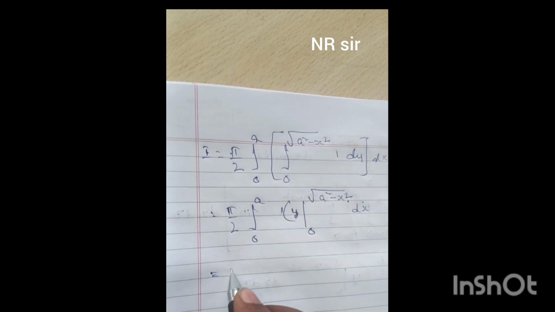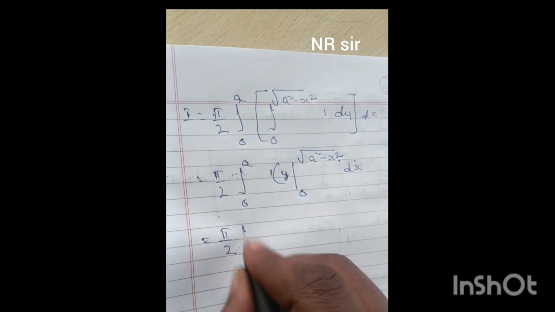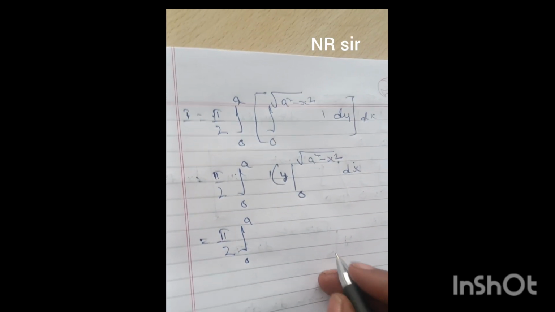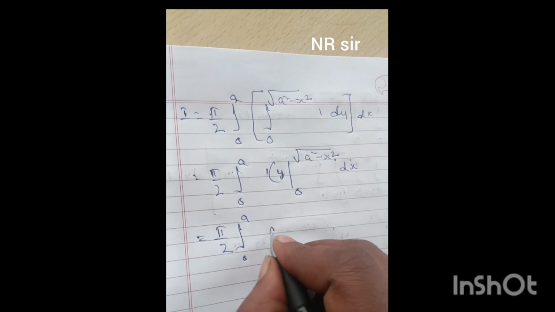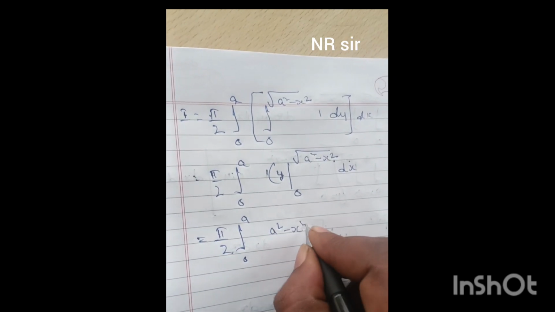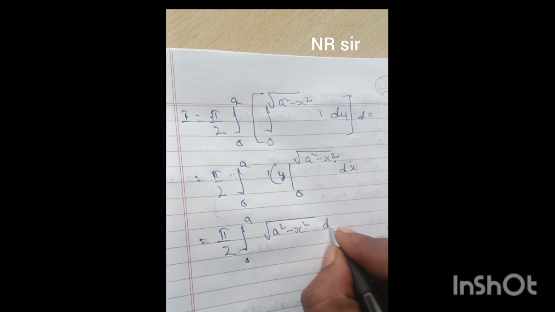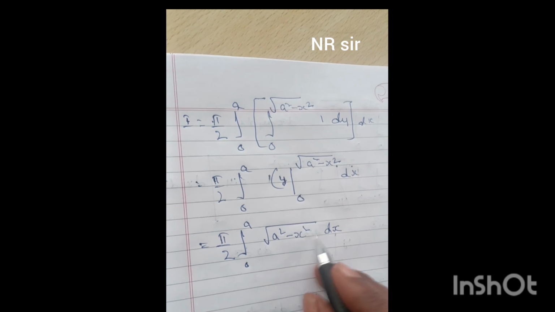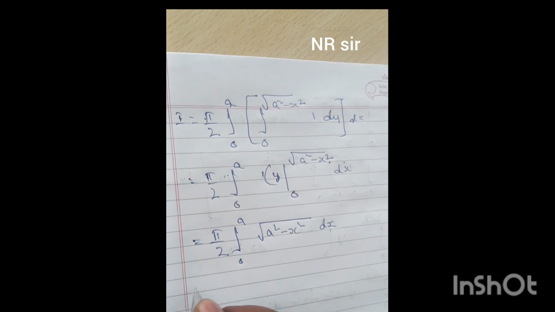Now this is equal to pi by 2, integral 0 to a. 0 to a is which limit? The x limit. So for y, if you apply the upper limit and lower limit, this will become square root of a square minus x square dx. This, I already told you, has a formula. By using the formula, let me solve this one.